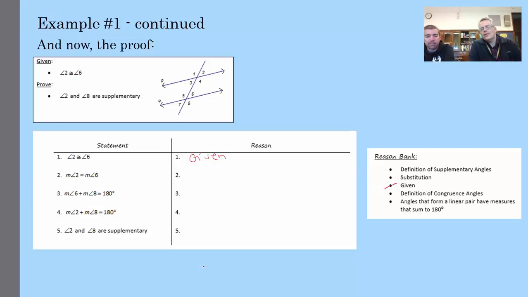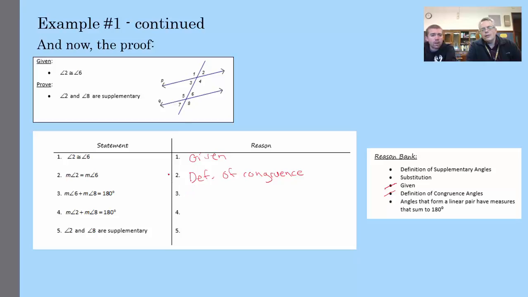Now, this is something that may seem a little strange at first, but it's a technical point. If 2 is congruent to 6, that means their measures are equal. So we're going to go from a statement about shapes, angle 2 is congruent to angle 6, to a statement about numbers, their degrees. That's the definition of congruence. That's what congruence means. Their measures are equal. And that's what the little m means. Measure of angle 2 equals the measure of angle 6. Now we're talking about numbers. All right. Measure 6 plus measure 8 equals 180.